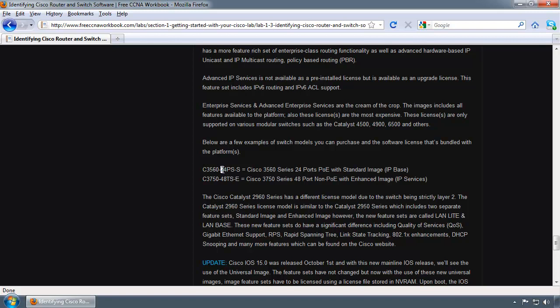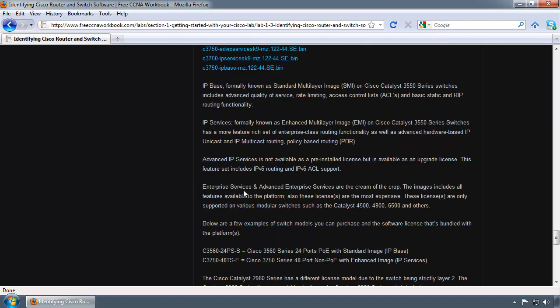The P stands for power, the PS stands for power, and the S is the standard image. And as you can see here, I have a 3750, and this is a 48-port TS, which is a standard switch. It does not have power. And this is a dash E, so this is basically the EMI version of the 3750, in which case the IOS would be IP Services.